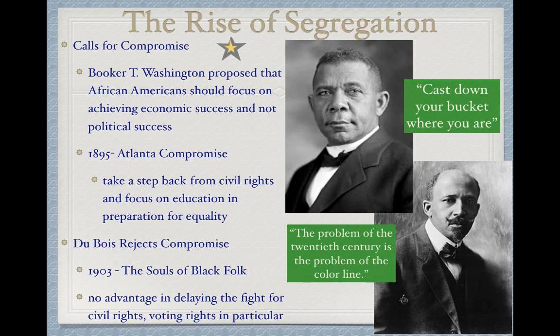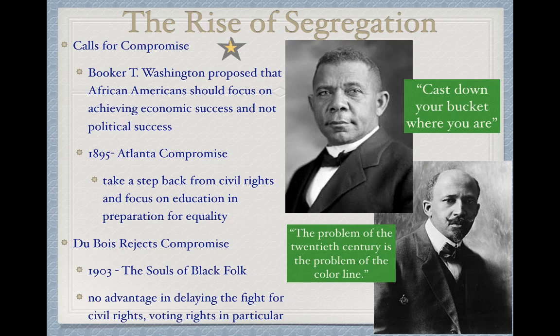Booker T. Washington is going to propose that African Americans should focus on achieving economic success before achieving political success. He's famous for saying, cast down your bucket where you are. So you need to work within the existing system to build yourself up economically. And then once you are economically successful, then the country will respect African Americans enough to provide them with other political rights. He spread this idea through something called the Atlanta Compromise, which is a speech given in 1895, where he advocated taking a step back from the civil rights movement to focus on education in preparation for eventual equality.